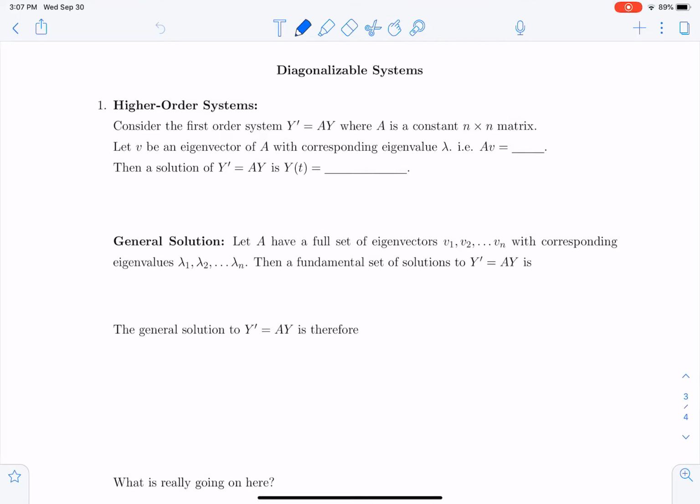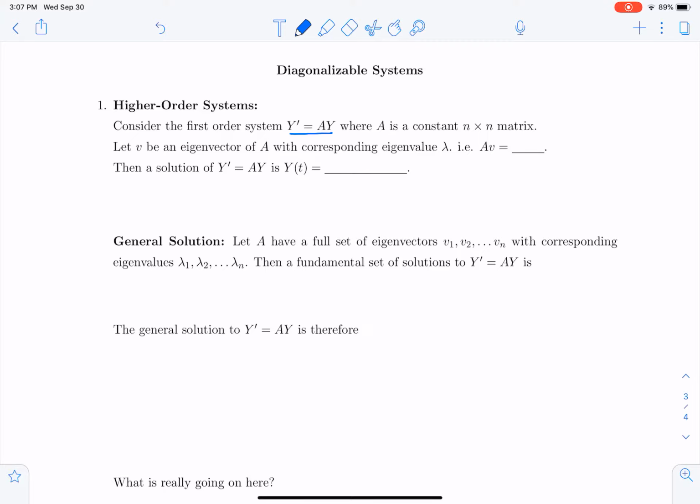Today we're going to look at systems of differential equations of the form y prime equals A times y, where A is a diagonalizable matrix. So we're going to first consider those systems, y prime equals A times y, where A is a constant matrix.